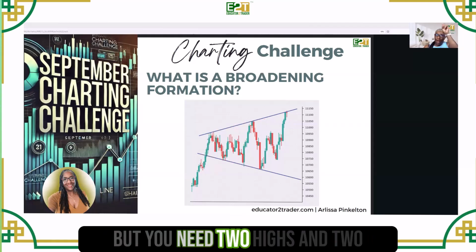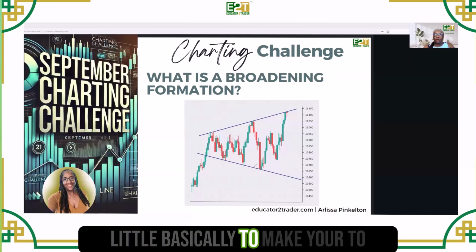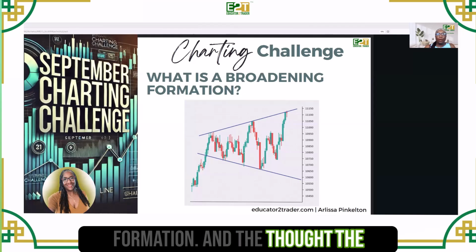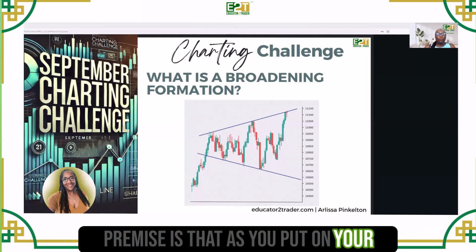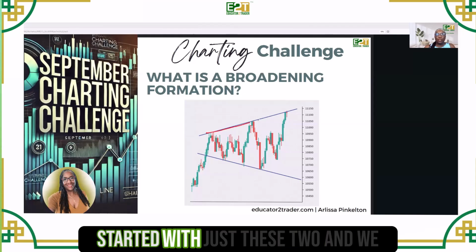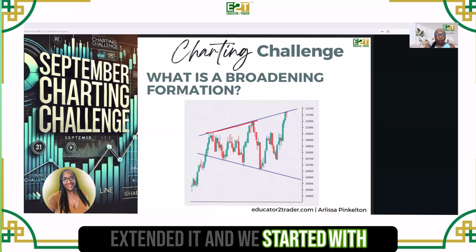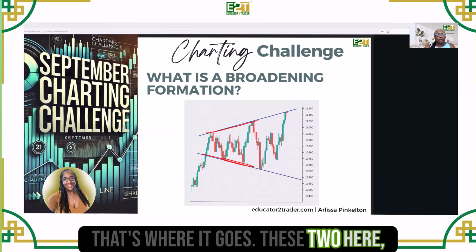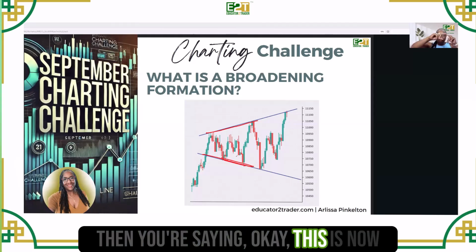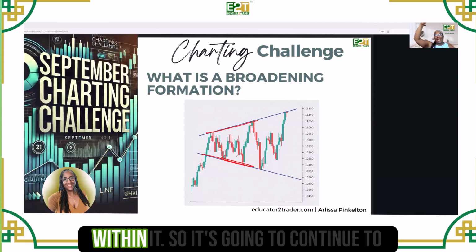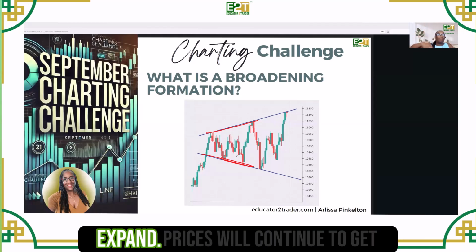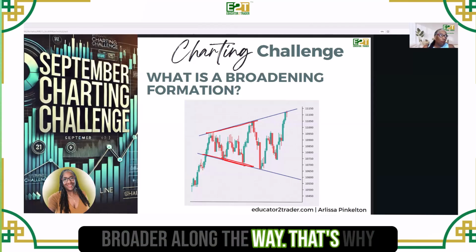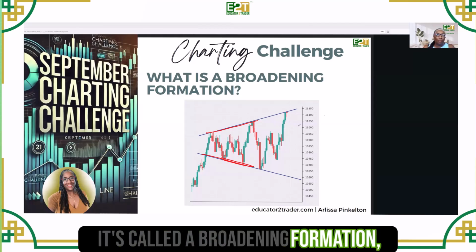But you need 2 highs and 2 lows basically to draw your broadening formation. And the premise is that as you put on your broadening formation, let's say we started with just these 2 and extended it, or we started with these 2, which I'm not sure I would have picked, but that's where it goes. Then you're saying, okay, this is now getting bigger and price should stay within it. So it's going to continue to expand. Price will continue to get broader along the way. That's why it's called a broadening formation, right?